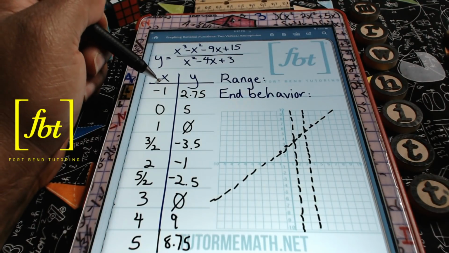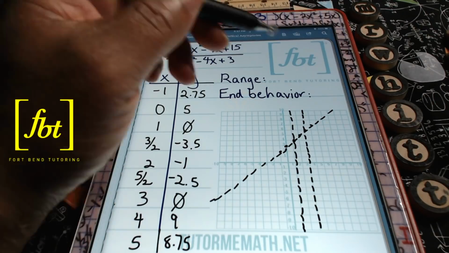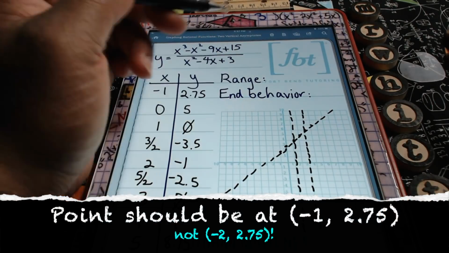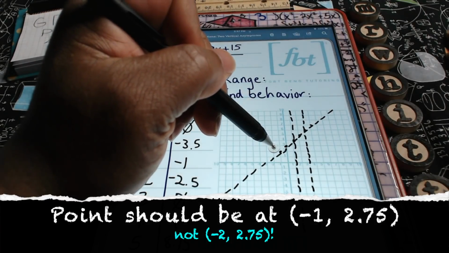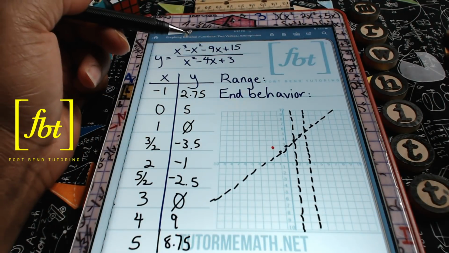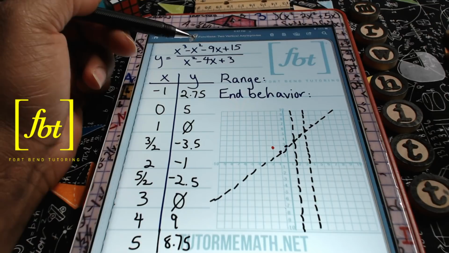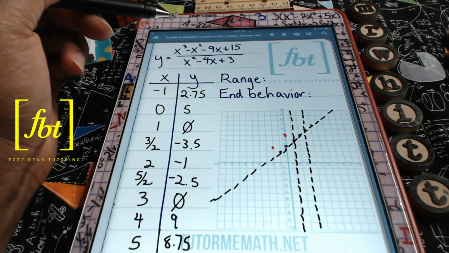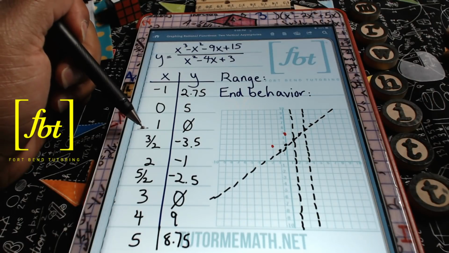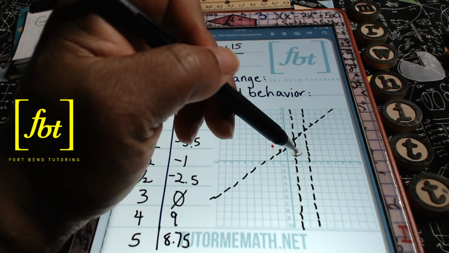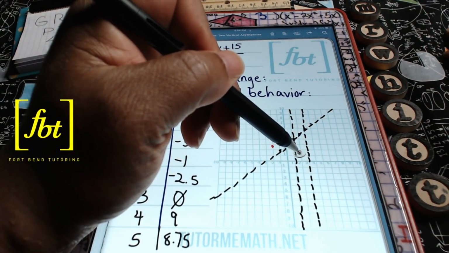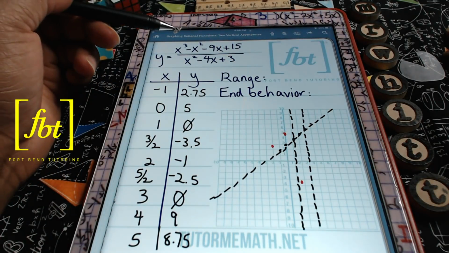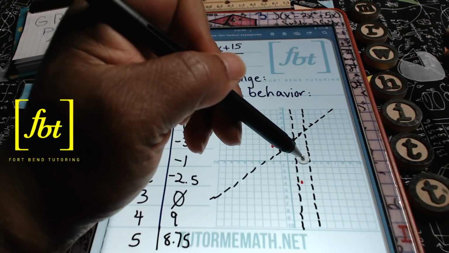Starting out, we have -1, 2 and 75/100ths. So at -2, I'm almost at 3. So it gives me a point right here. All right. Then I have 0, 5. At 0, I'm at 5. That's going to be right here. Then we have a point at 3/2 and -3 and 5/10. So that's going to be about right here. Okay. Then we have a point at 2, -1. So 2, -1 is here.